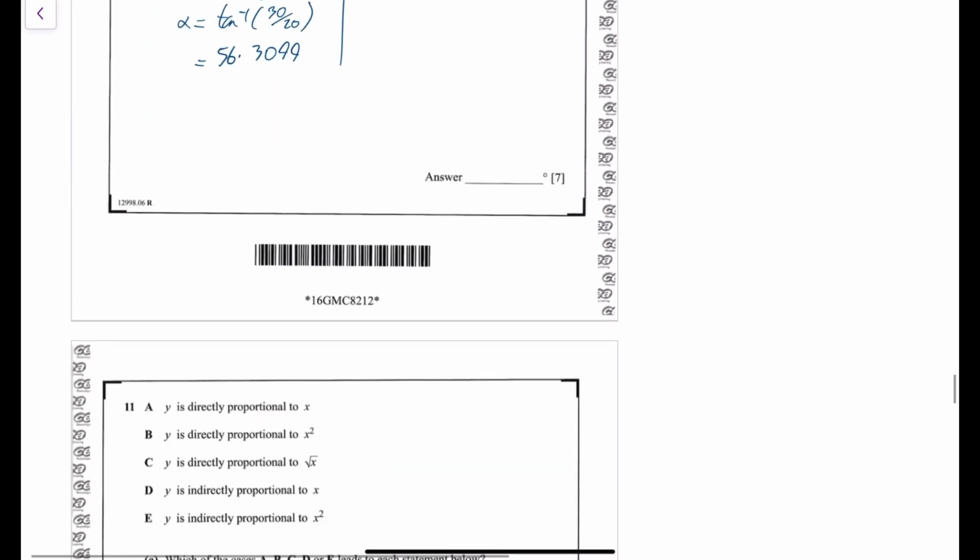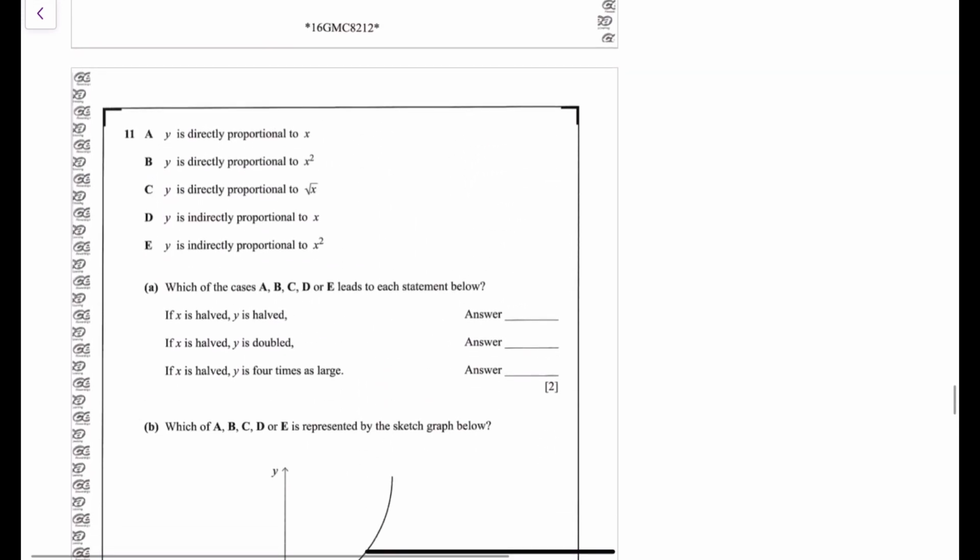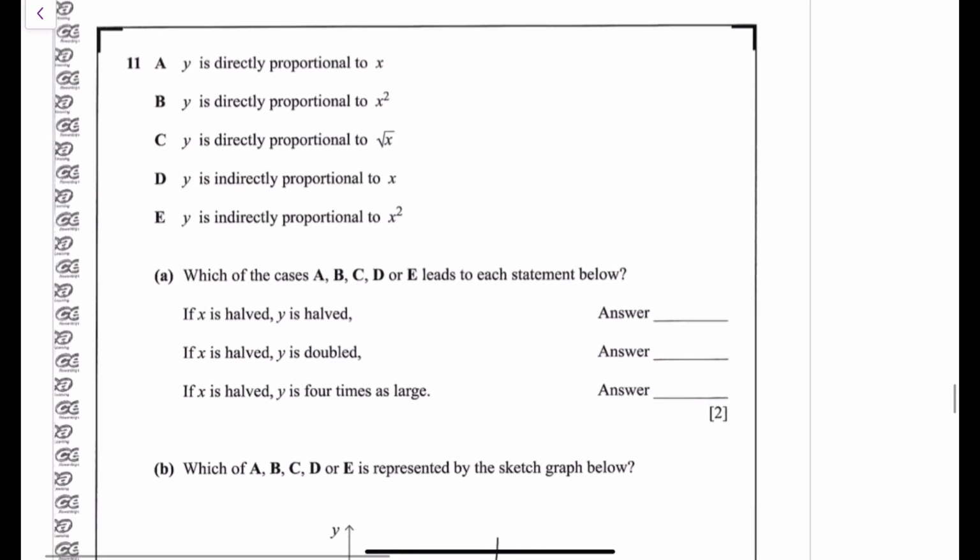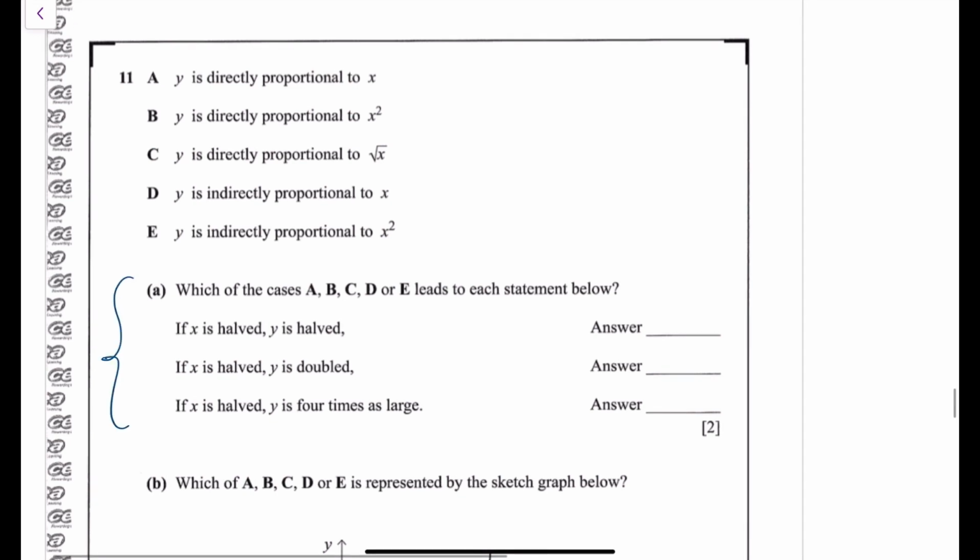Okay, and the last question, is this the last question? It is indeed. Okay, this is on direct and inverse proportion. It says, which of the cases A, B, C, D, or E lead to each statement below? So the first one says, if x is halved, then y is also halved. And that would happen if two things are directly proportional. So that would be y is equal to kx, which is y is directly proportional.